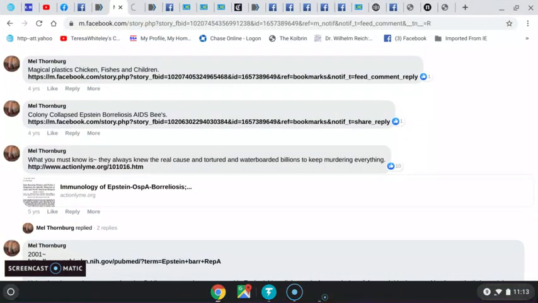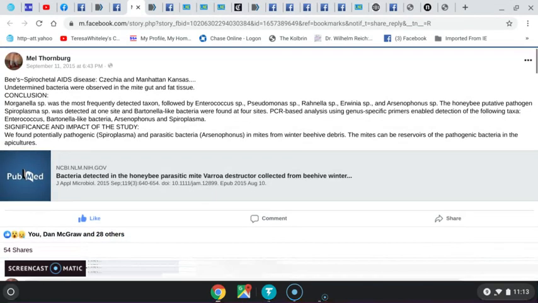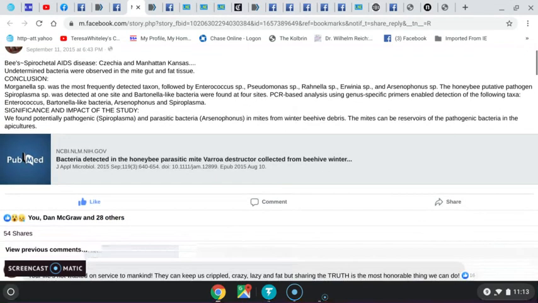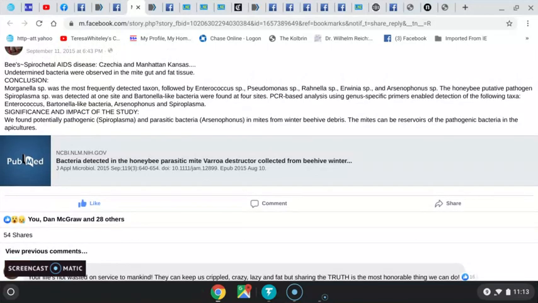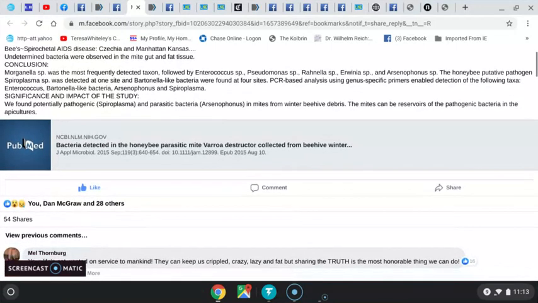Let's see. Let's go back over here. Magical plastic chickens, fishes, and children. Colony collapsed. Epstein Borreliosis AIDS bees. So it's even in the bees. Spirochetal AIDS disease.